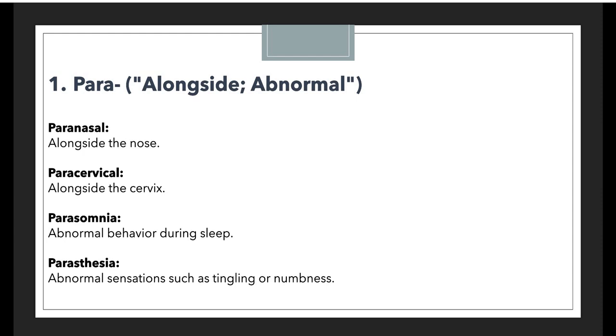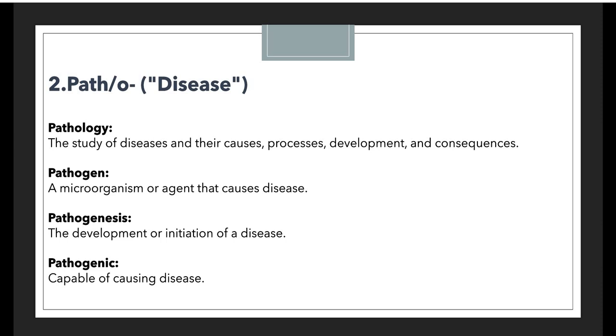Fine. Now we will look at the next prefix. The next prefix is patho. The patho prefix is mainly used in order to showcase something as disease. Okay, so for example, here you can see one example is pathology. Now what is pathology? Pathology is the study of disease and its causes, processes, development and consequences.